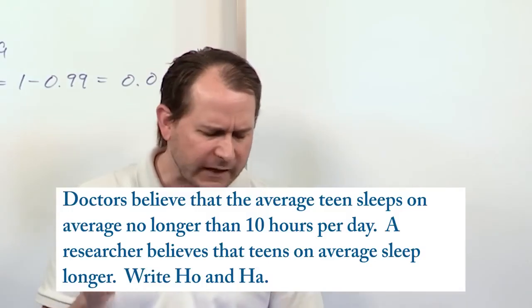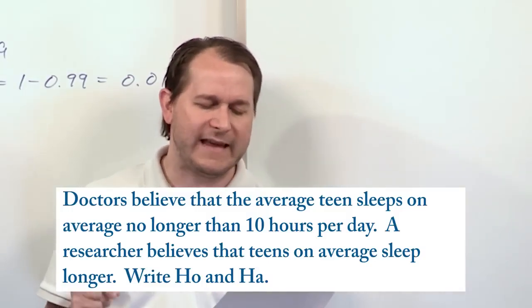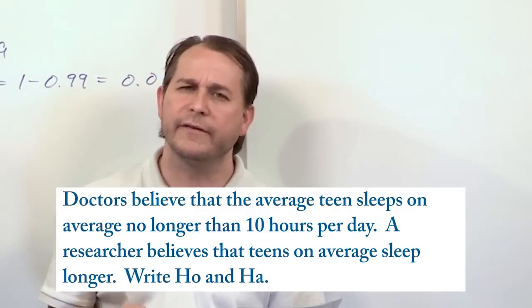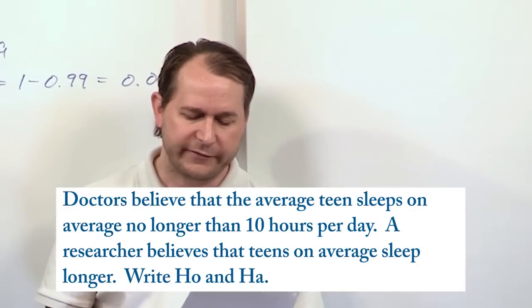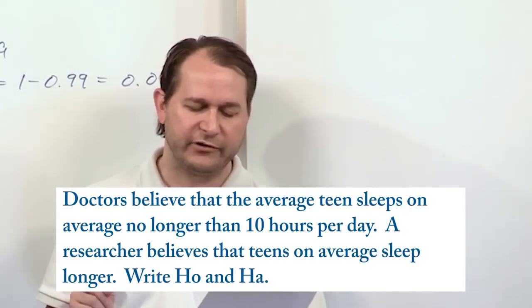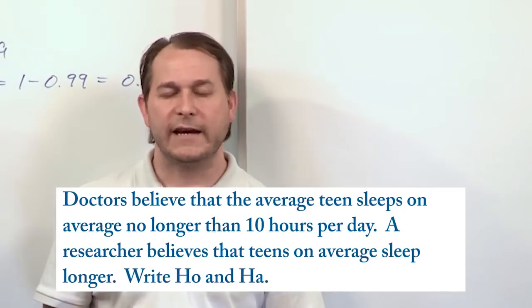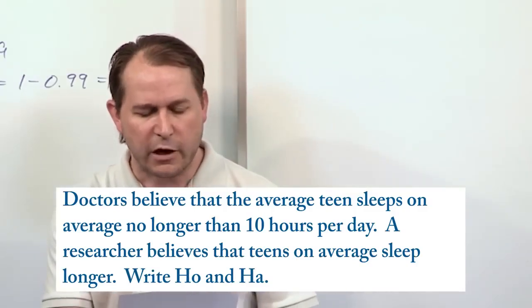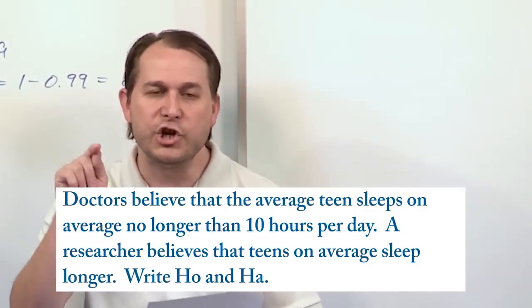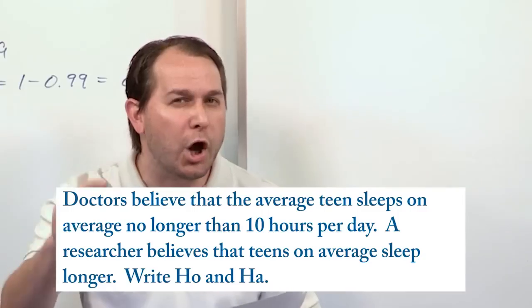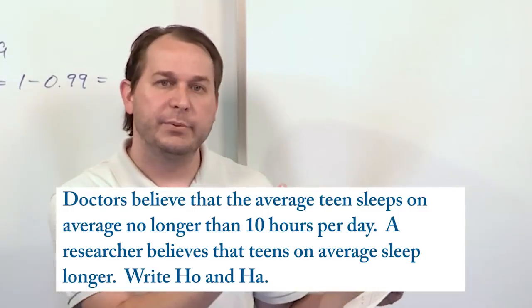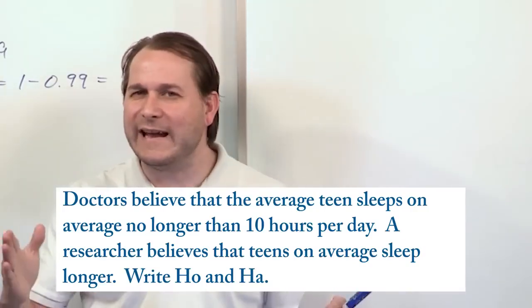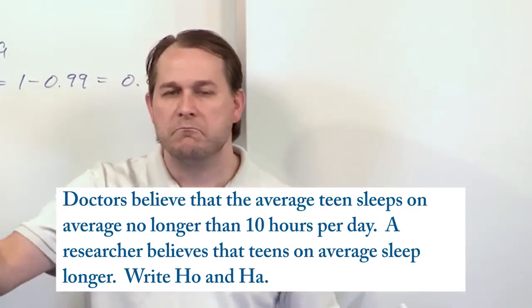The next one: doctors believe that the average teen sleeps no longer than 10 hours per day. A researcher believes that teens on average sleep longer than this. We'll want to write down the null and the alternate hypothesis. The difference in this case is that the wording is very different. Doctors believe that the average teen sleeps no longer. That means they might sleep 1 hour, 2, 3, 4, 5 hours, but as soon as you get to 10 hours, no longer than 10 hours means no longer than that.